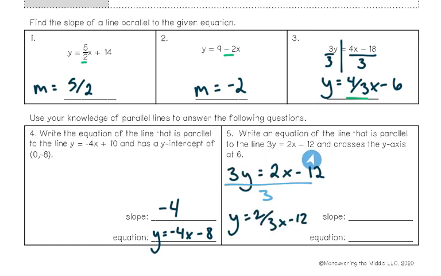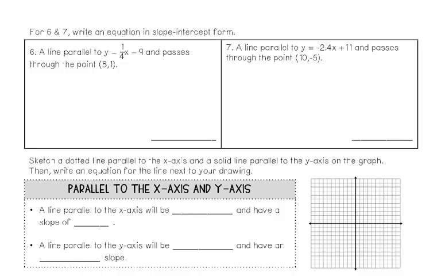Since this equation is not in slope-intercept form, you would want to start by converting it into slope-intercept form by getting the y by itself. When you do that, you could identify the parallel line has the same slope, 2/3. And the equation of the line that crosses the y-axis at 6 would be y equals 2/3 x plus 6, the y-intercept. Sometimes you may be given different information.